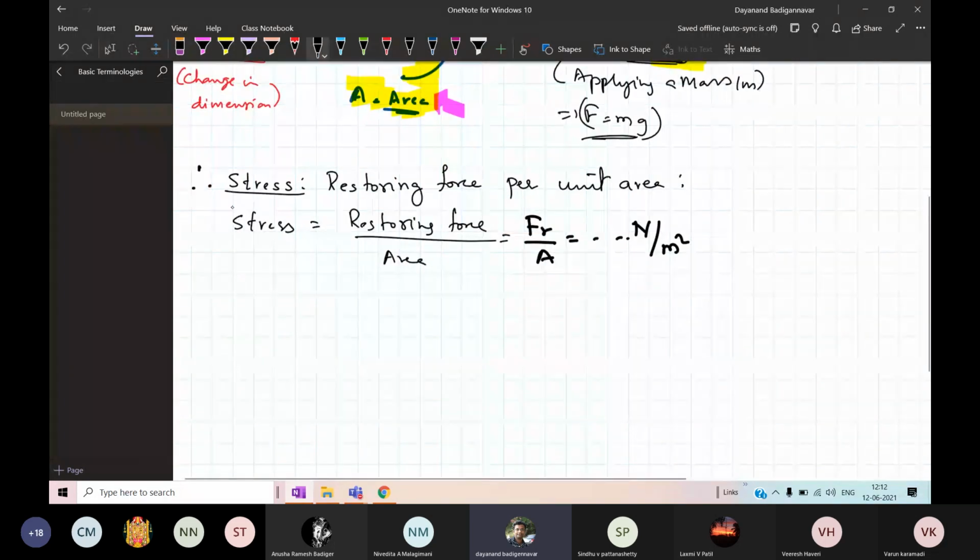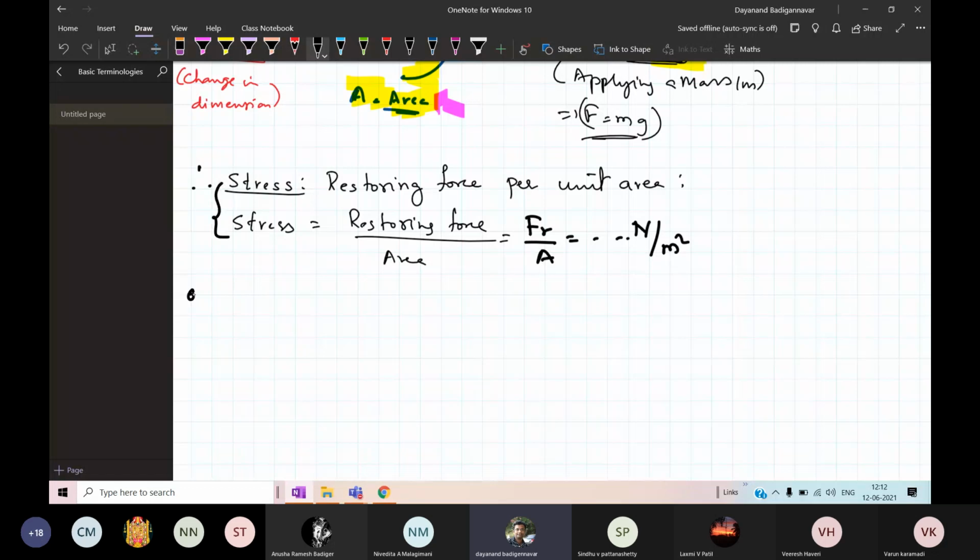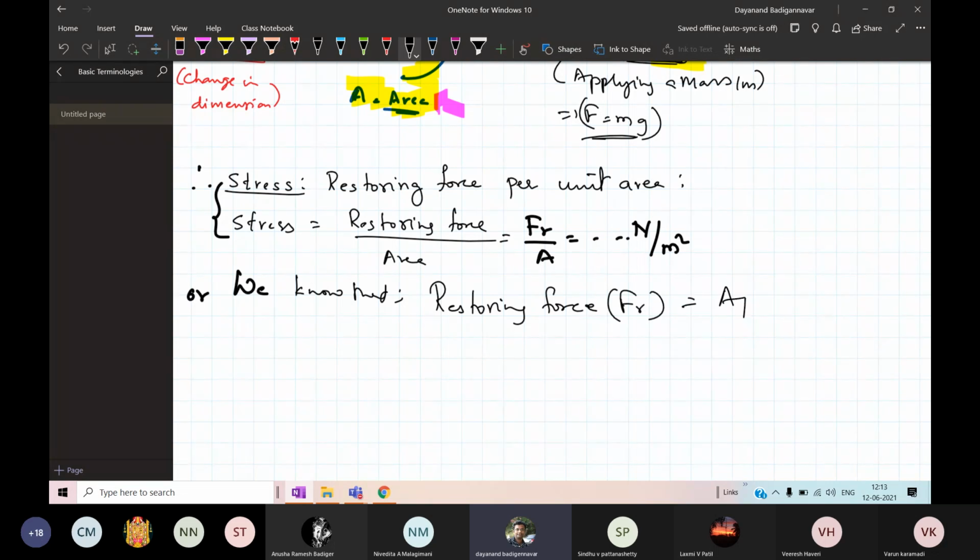So this is one way of defining the stress, or I can also define it in another way. We know that the restoring force, as I have just told you, Fr is equal to the applied force.